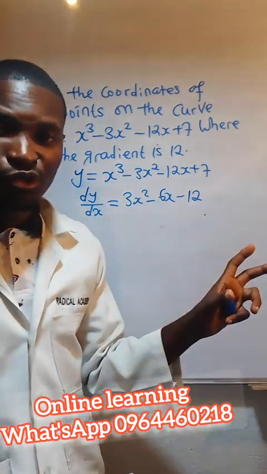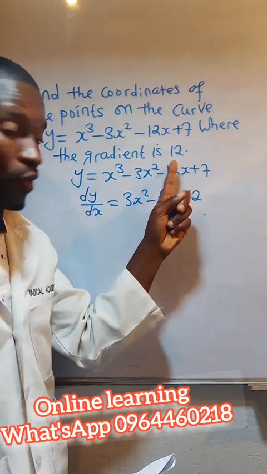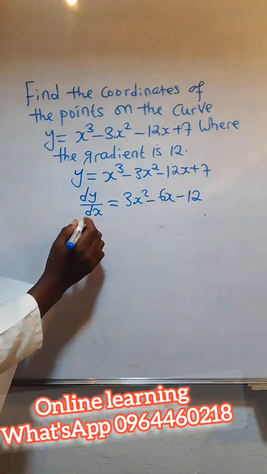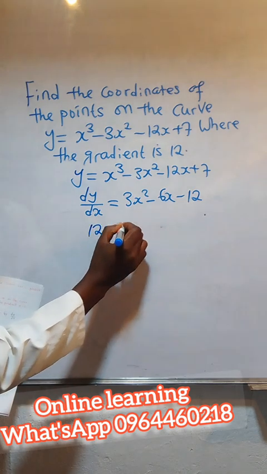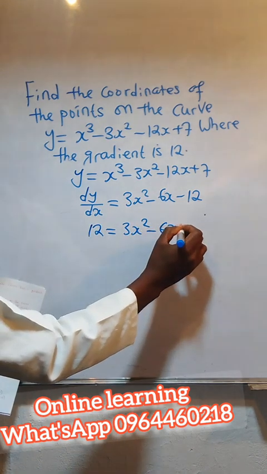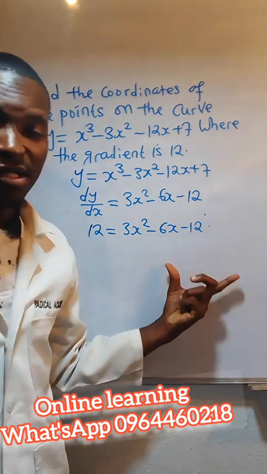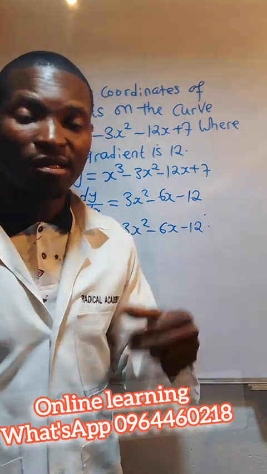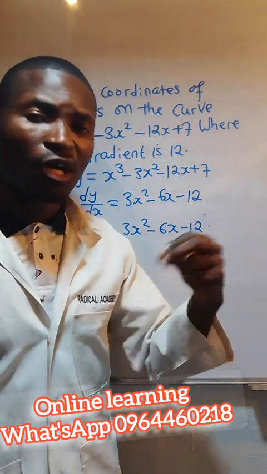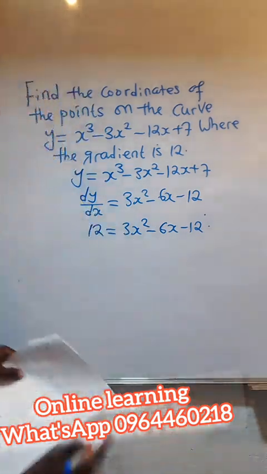Now from there, what do we do? Where there is a dy/dx, you replace it with 12. So 12 equals 3x squared minus 6x minus 12. Now, this actually comes out as a quadratic equation, so we just have to rearrange the terms so that we can make it standard.